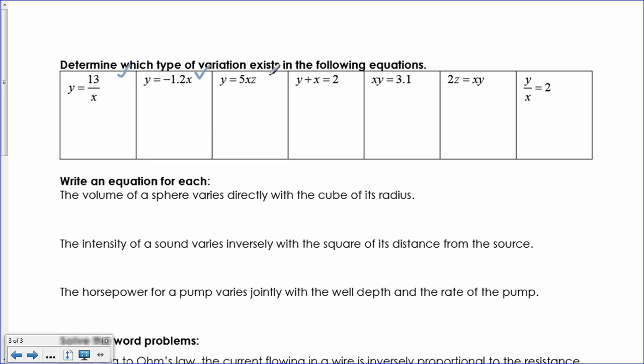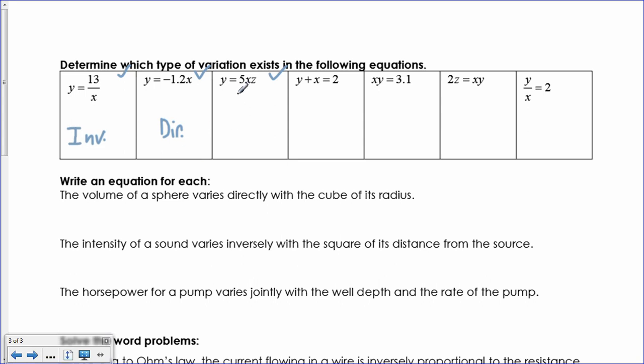You can only tell what type of variation it is if you have it solved for one variable on the left. So this one is y equals 13 divided by x. Because this one is division with the variable in the denominator, this is inverse variation. This one is a multiplication. All right, the constant of variation, or k, is negative 1.2. And since this is multiplication of the constant of variation times one variable, this is a direct variation. Again, the better you know the skeleton equations, the easier it is to see these. So make sure you're working on remembering those.